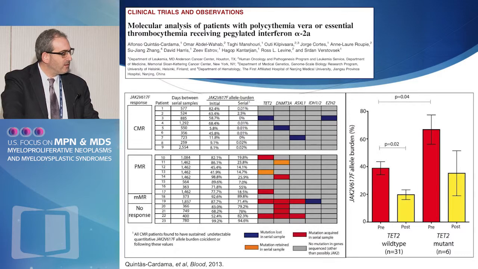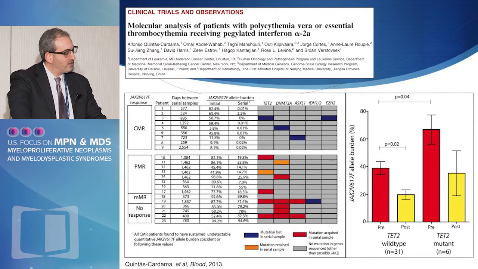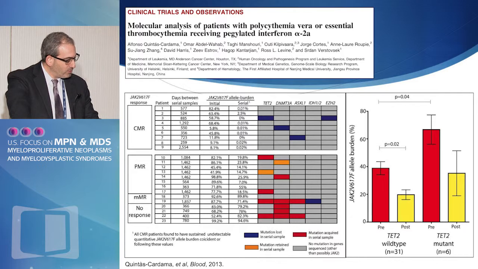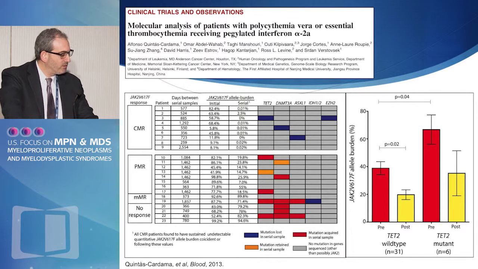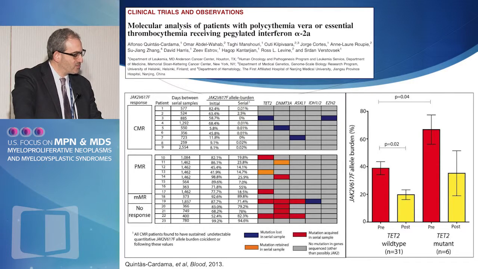Now let's move on and just discuss again this issue of mutations and response to therapy. And again, this was a slide that Dr. Rampal showed earlier. And basically, the take-home message from this is that the quality of the responses tends to be better if one does not have TET2 mutations present. And also, the amount of JAK2 allele burden reduction tends to be better if a TET2 mutation is not present.